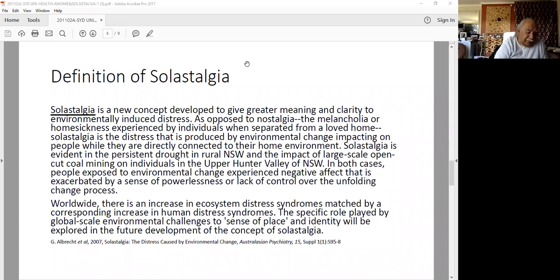Worldwide, there is an increase in ecosystem distress syndromes matched by a corresponding increase in human distress syndromes. The specific role played by global scale environmental change to sense of place and identity will be explored in future development of the concept of solastalgia.